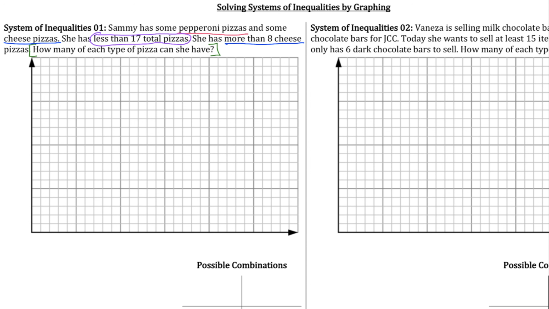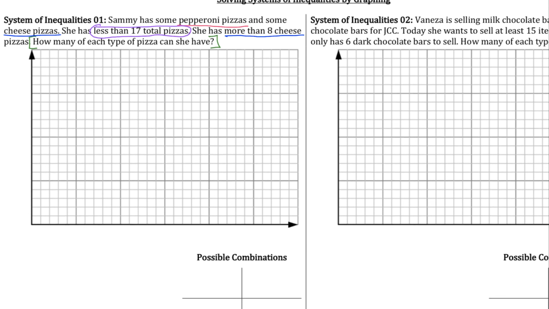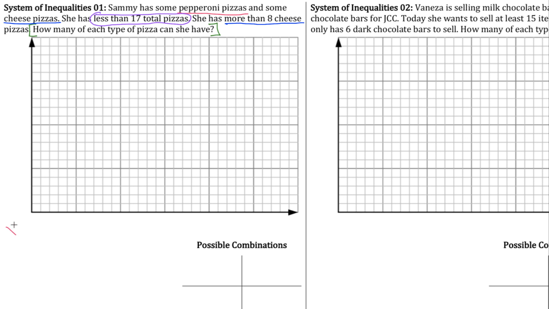So let's go ahead and write these out first. X is the number of pepperoni pizzas. Y is the number of cheese pizzas. We know that less than 17 total, so X plus Y is less than 17. And then she has more than 8 cheese, so Y is more than 8. The number of cheese is more than 8.